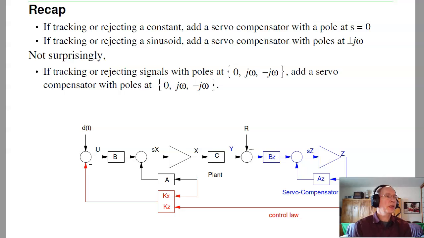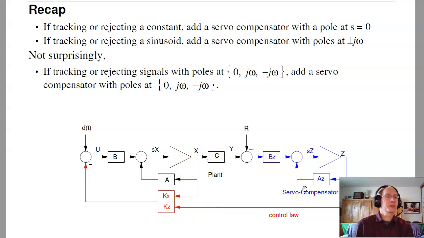Now, where we left off, if I have a plant and I'm trying to track a constant set point or reject a constant disturbance, one way to do that is to add a servo compensator with a pole at s equals 0. What the servo compensator does is it then integrates the difference between y and the set point r, and then you use full state feedback to place all the poles of the augmented system, the plant and the servo.